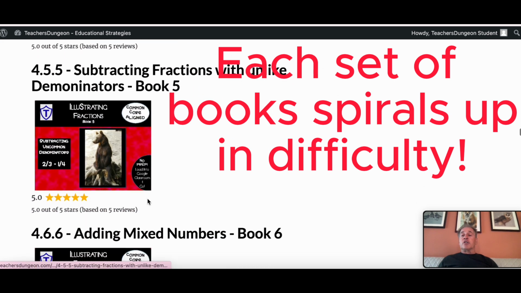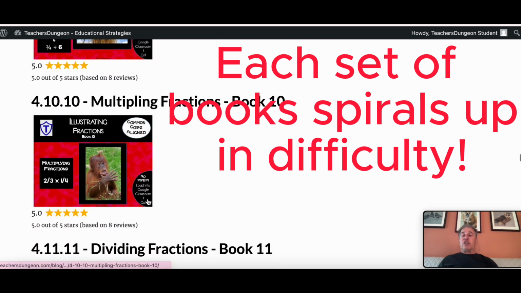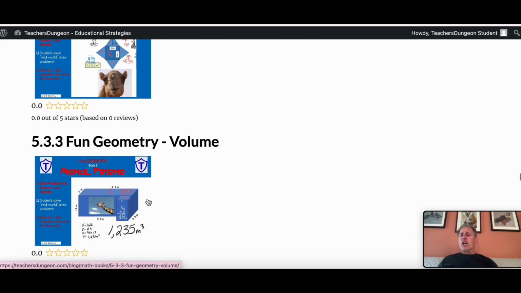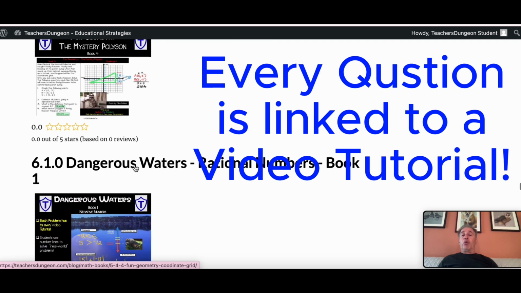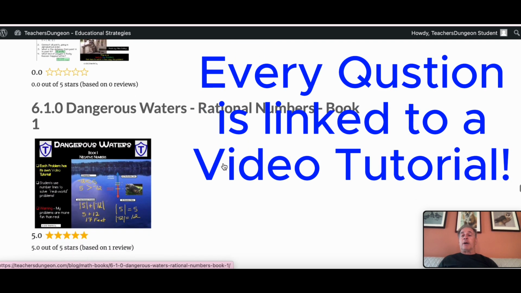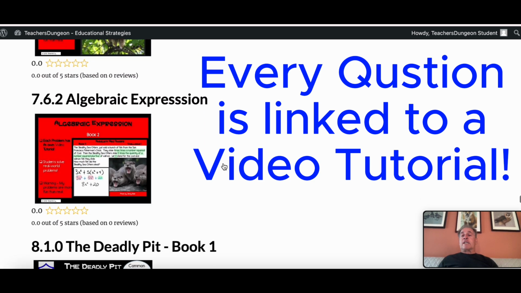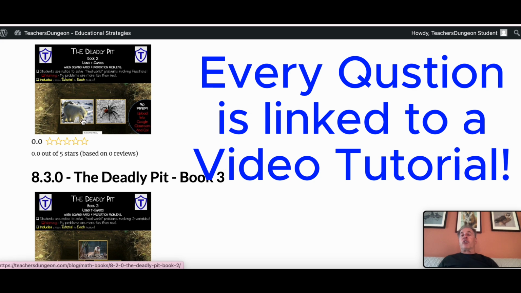Now, this includes mathematical models where kids draw the fractions and they can actually see what's happening with fractions. I have 4 books on division, including coordinate grids. I have 1 book on rational numbers, so kids learn about positive and negative numbers. I have 2 books on algebraic expressions. I have 3 books on ratios and proportions done through the deadly pit, which is super fun.